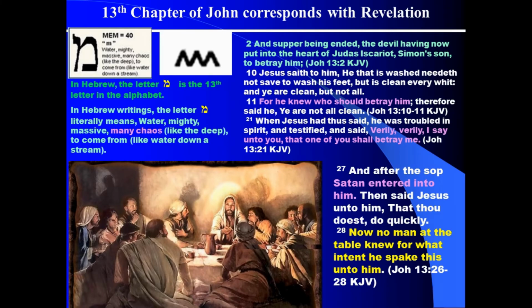And here in chapter 13 in the Gospel of John, we see that it's covering a period when Jesus is at the Last Supper. It says in chapter 13, verse 2, "And supper being ended, the devil, having now put into the heart of Judas Iscariot, Simon's son, to betray him." What happened? The devil put something into Judas's heart. It's the same thing that happens in Revelation chapter 13 with the Antichrist. Some type of satanic agency comes into this Antichrist and he becomes the Antichrist, right?